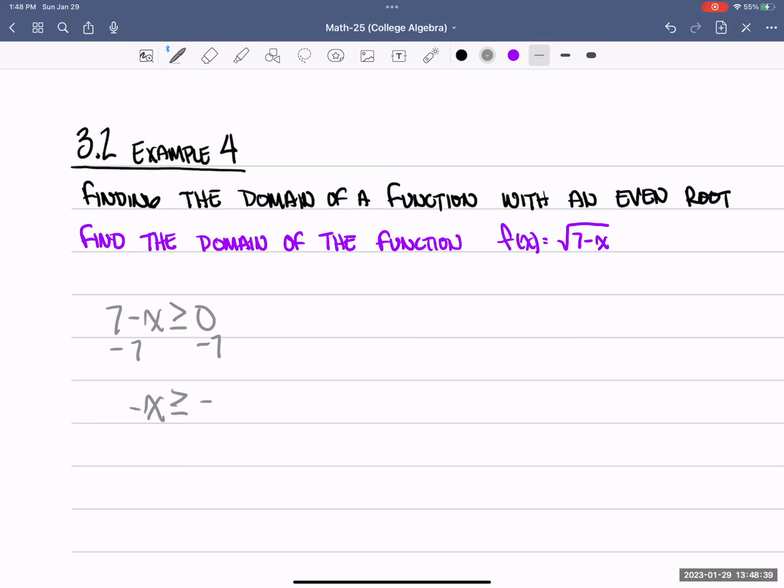And after finishing I believe it was 2.7, we're pretty much experts at figuring out what the solutions are for inequalities. We're going to multiply both sides by that -1 to get x by itself, but because we multiply by a negative number, we now have to change the direction of the sign. So instead of negative x being greater than or equal to -7, we have positive x is now less than or equal to +7.